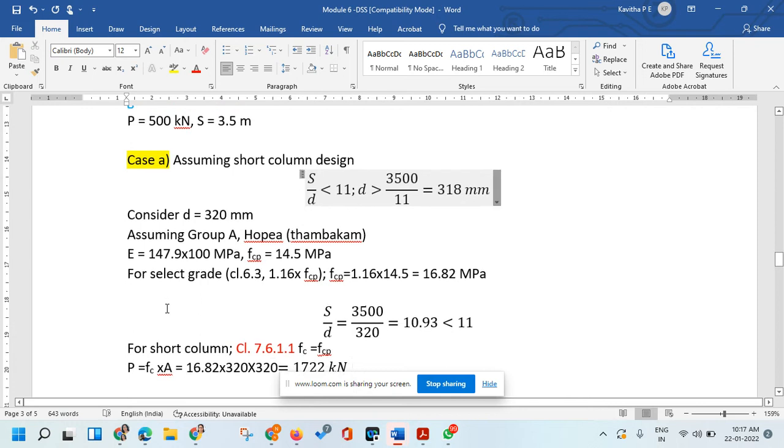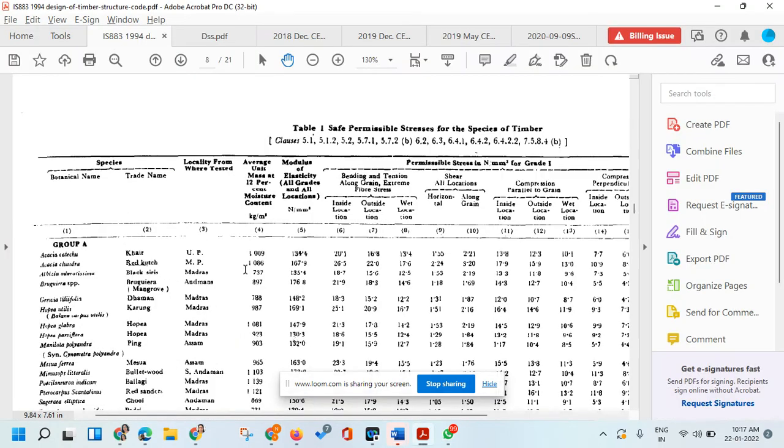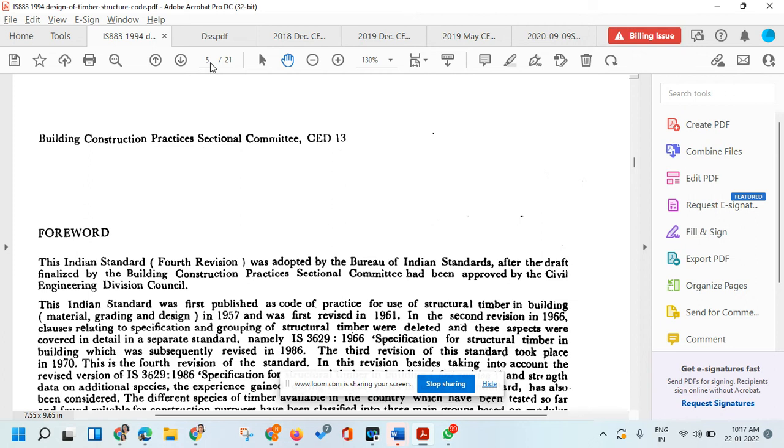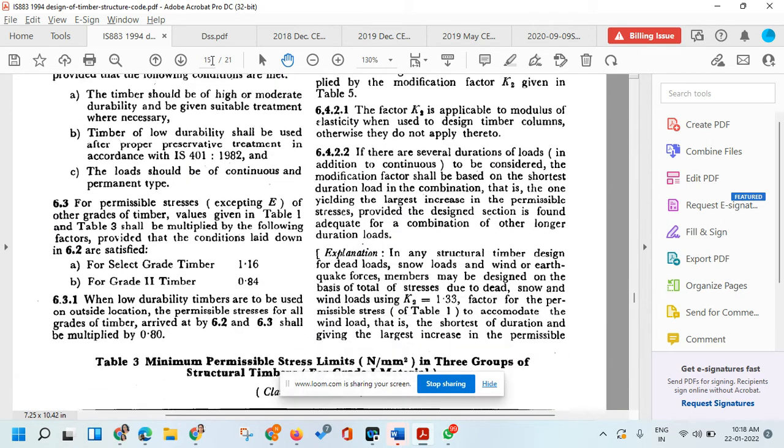And for select grade wood, there is a special clause that you need to remember, that is in 6.3. So we have to go to 6.3. Okay, 6.3 I have reached. Here you can see, for select grade, you have to multiply the stress values with 1.16. If it is grade 2, you have to multiply the stress values from table 1 with 0.84.